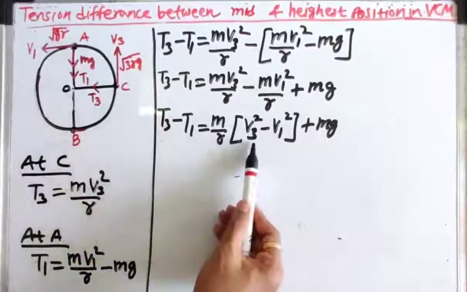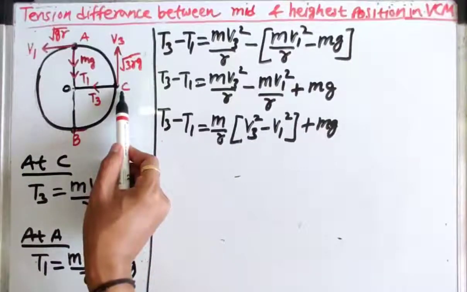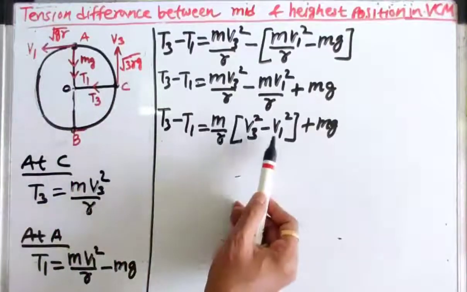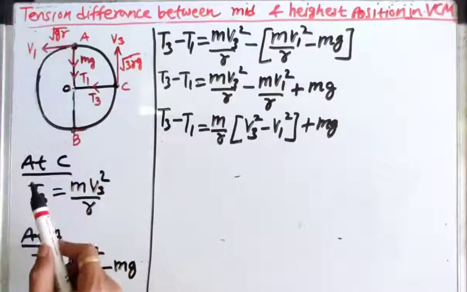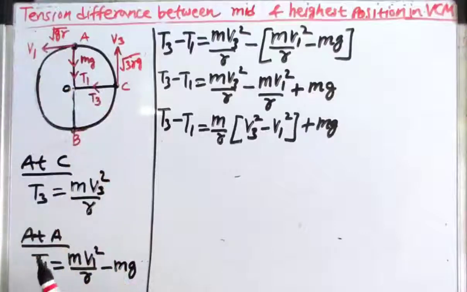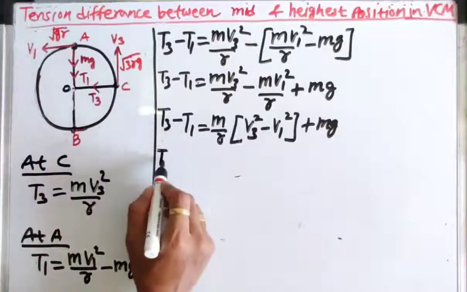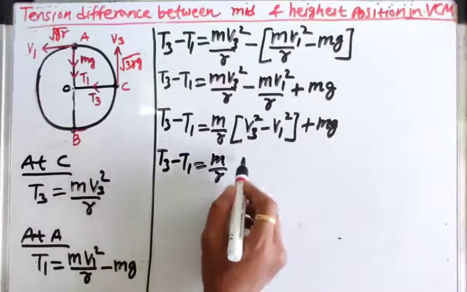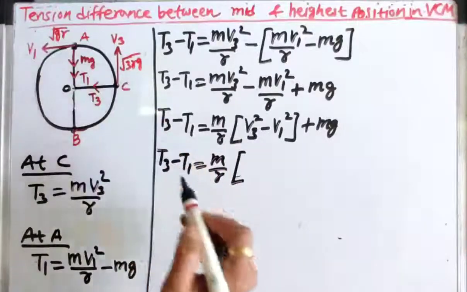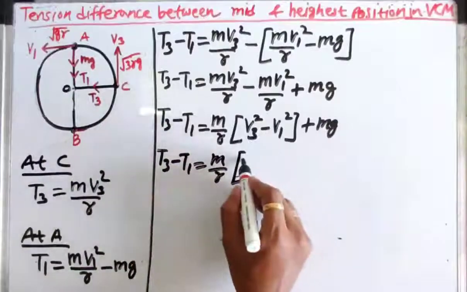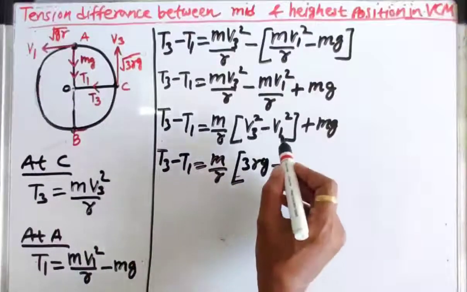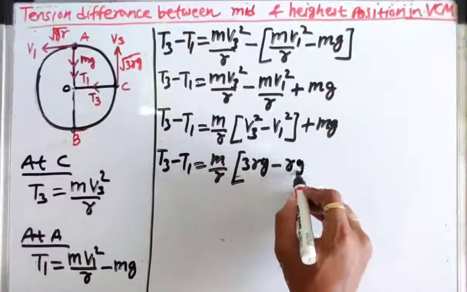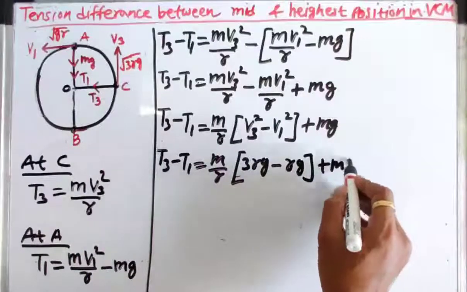But we know that v3, the speed at point C, which is the mid position, is root 3rg, and v1, at the highest position, is root rg. So we can substitute these values and write T3 minus T1 is equal to m by r into bracket v3, that is root 3rg square, so it becomes 3rg, minus v1, that is root rg square, which is only rg, plus mg.